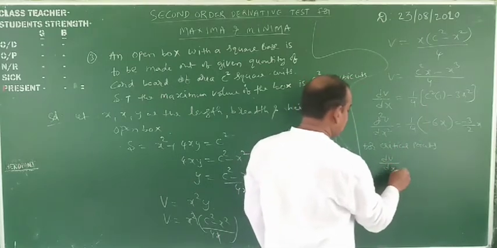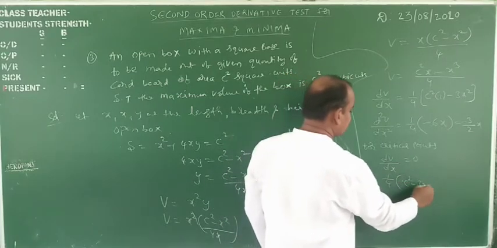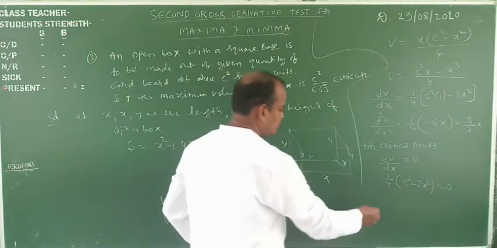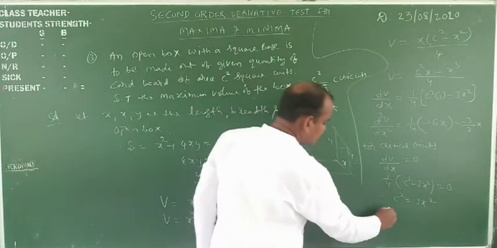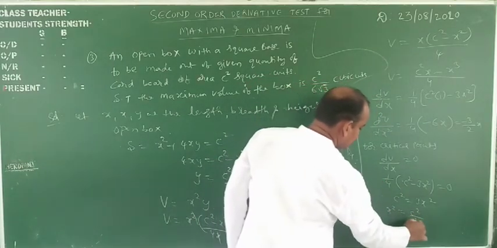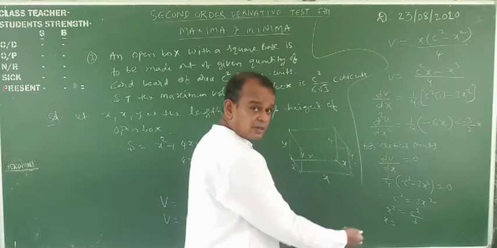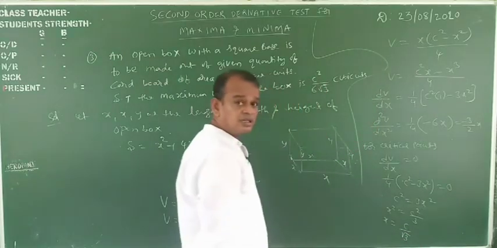Okay, for critical points, dv by dx is equal to 0. 1 by 4 into c square minus 3x square is equal to 0. Okay, my dear students, 1 by 4 is not zero, so c square is equal to 3x square. Now x square is equal to c square by 3. x is equal to c by root 3. Length is always positive, you cannot take plus or minus.